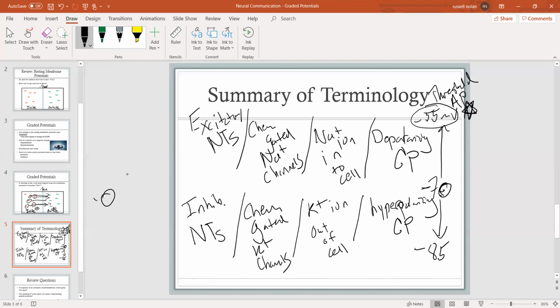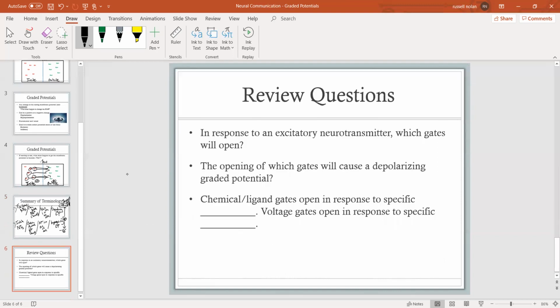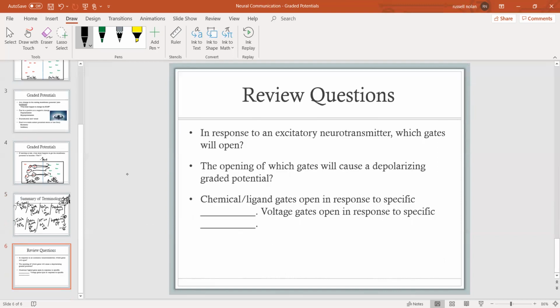It's the same concept, but there are about 4 different terms describing the same type of change in the membrane potential. To help you practice, I'm not going to go over these answers, but here are some review questions to ask yourselves, or even to email me about. In response to an excitatory neurotransmitter, which gates will open? The opening of which gates will cause a depolarizing graded potential? Chemical or ligand gates open in response to specific what, and voltage gates open in response to specific what? Think about those. This will give you a chance to test your understanding, and as I said, certainly reach out if you have any questions.